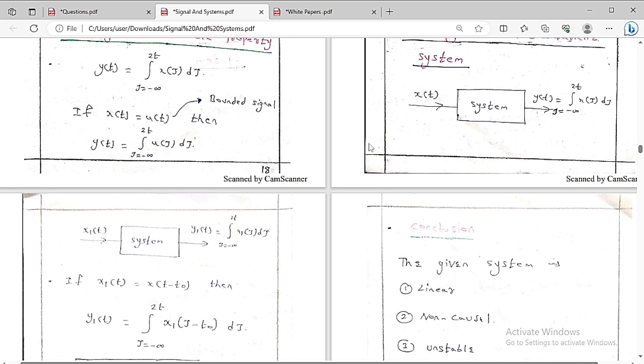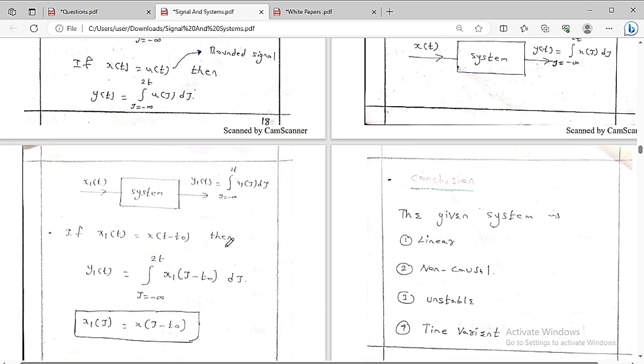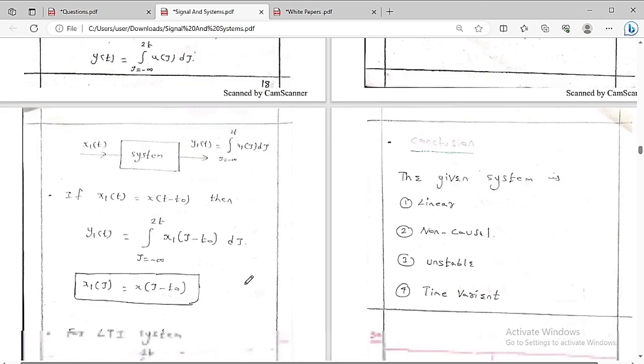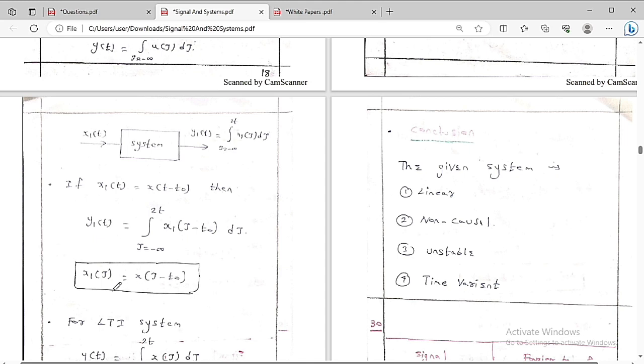If this new input is the delay of the previous input, let us see what output we get. If x1 of t is equal to x of t minus t naught, then y1 of t is the integration from tau equal to minus t to 2t of x1 of tau d tau. Then what is x1 of tau? Wherever t is there, we replace it with tau. Then x1 of tau is nothing but x of tau minus t naught.